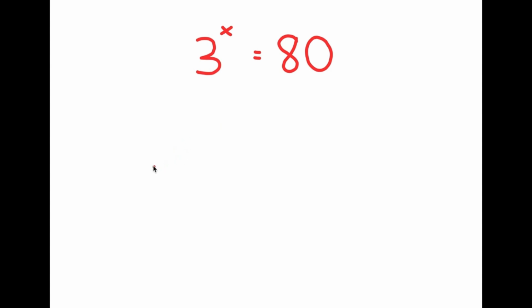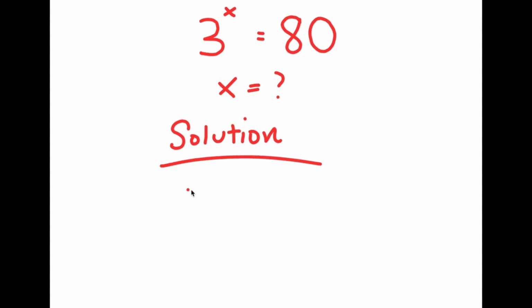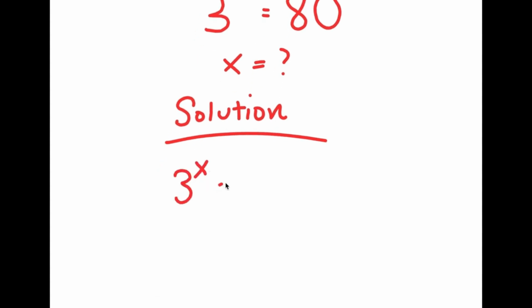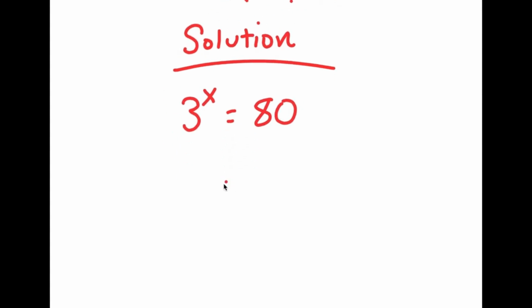Alright, so in this problem, I have 3 to the power of x is equal to 80. So, I want to find the value of x here. So for my solution, I first start with 3 to the power of x is equal to 80. And now, I'm going to take the log on both sides. So I get log 3 to the power of x is equal to log 80.